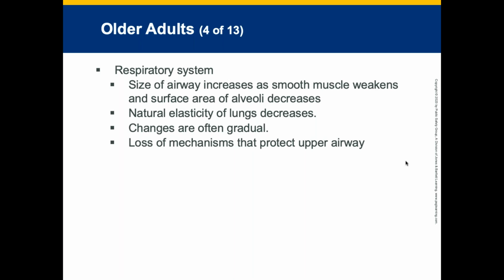Gradual loss of mechanisms that protect the upper airway, decreased ability to clear secretions, as well as decreased cough and gag reflexes. The number of cilia that line the airways diminish, resulting in less sensation and responsiveness when structures of the upper airway are irritated, which then makes aspiration or an obstruction more likely.